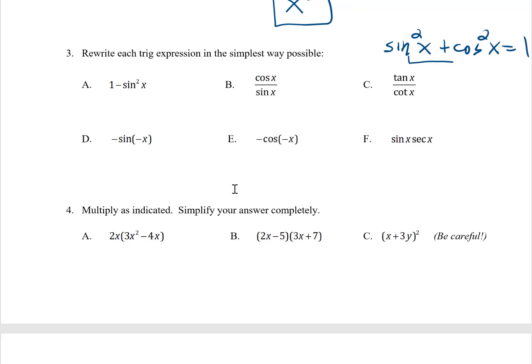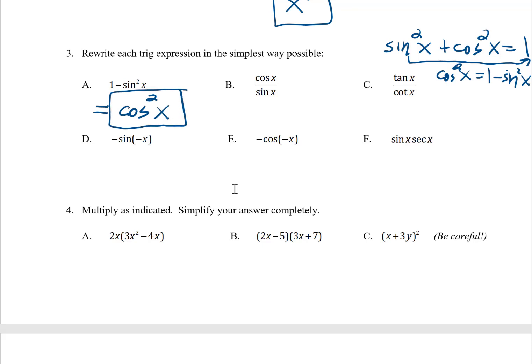As long as I moved this to the other side, then it would say cosine squared x equals 1 minus sine squared x. Well, perfect. 1 minus sine squared x then is equivalent to cosine squared x. And so we've written it shorter and simpler than it was before.